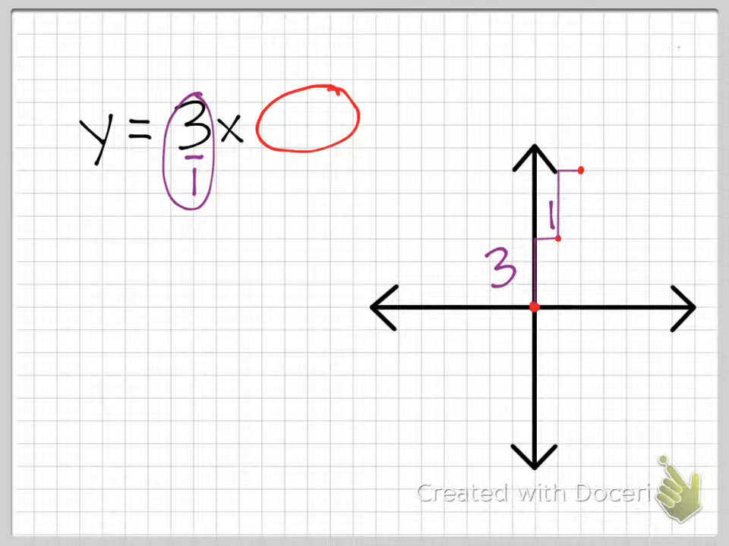And then I'm going to look to do it backwards. So from my point at the origin, instead of going up 3, I'm going to go down 3 and back 1, and then down 3 and back 1 again. And that gives me a really good picture and several points to draw my line through. And there I have my graph of y equals 3x.